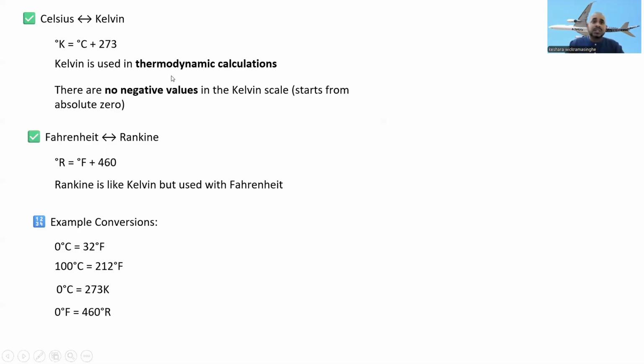Kelvin is used in thermodynamic calculations. There are no negative values in the Kelvin scale, it starts from absolute zero. Remember, the Kelvin scale starts from absolute zero.